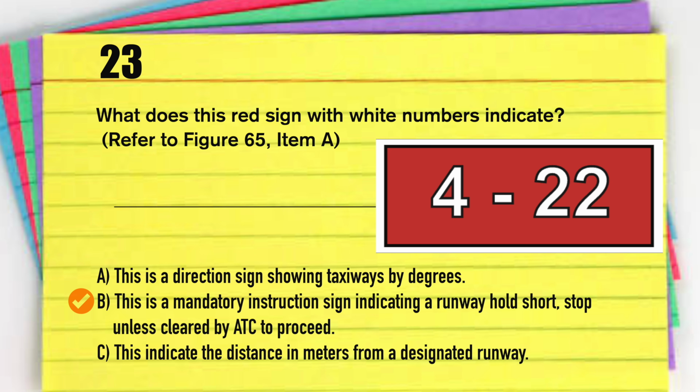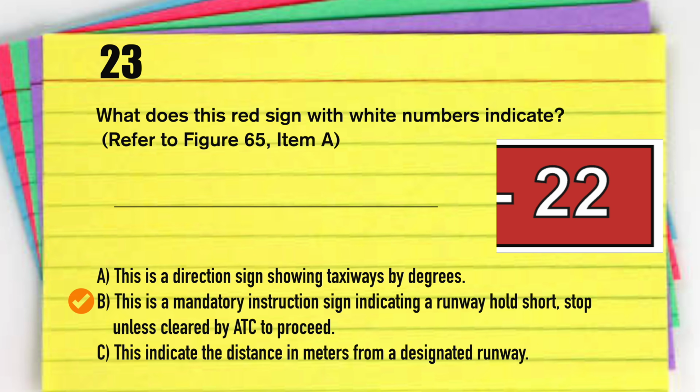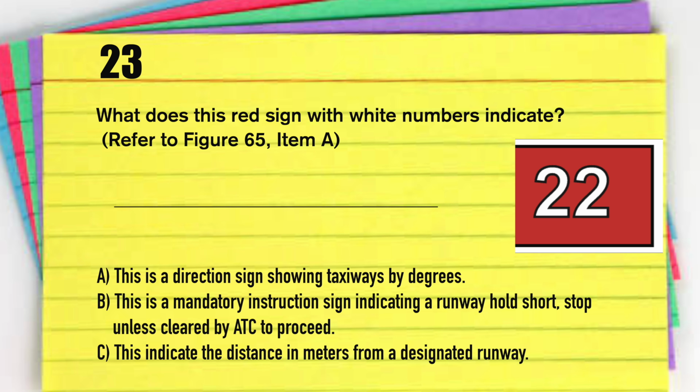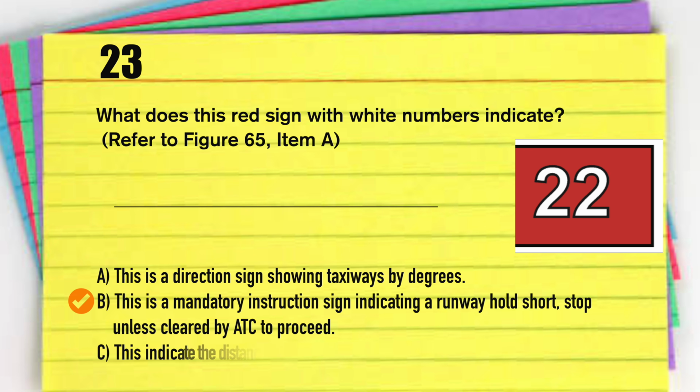And you see I've just marked the correct answer, but what would happen if I decide to remove one of those numbers and you only have, for example, a number 22? What does that sign now become? Crickets. I hear crickets. It becomes exactly what it was in the beginning, a mandatory instruction sign, but this time there's only one runway, and that is runway number 22. You must hold short, stop, and wait for authorization from ATC before you proceed.